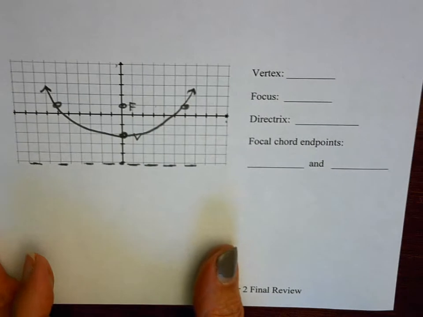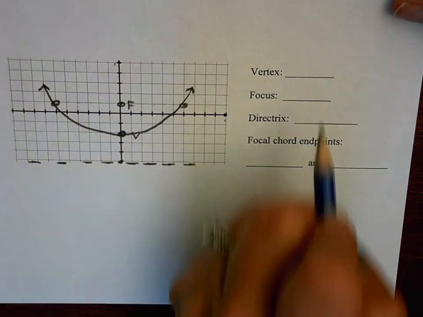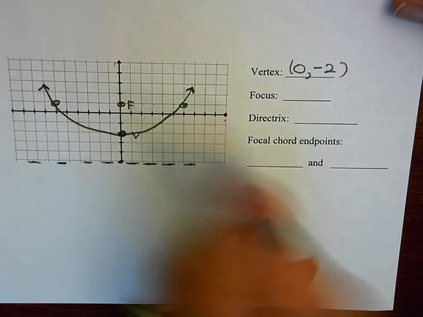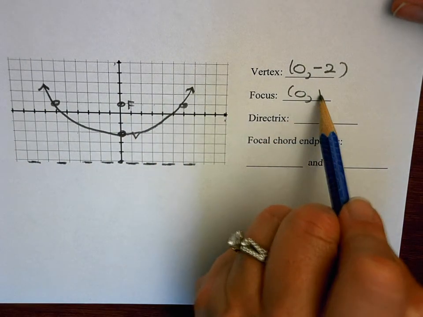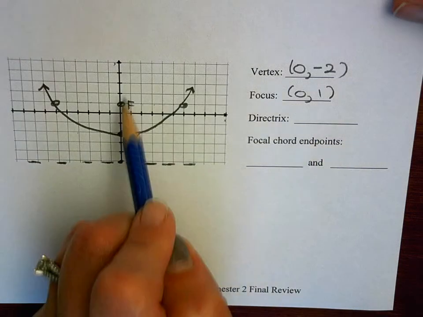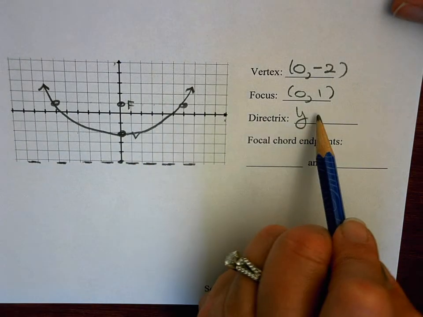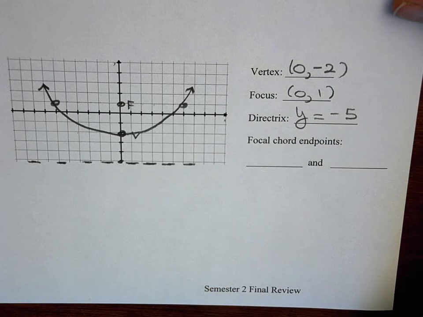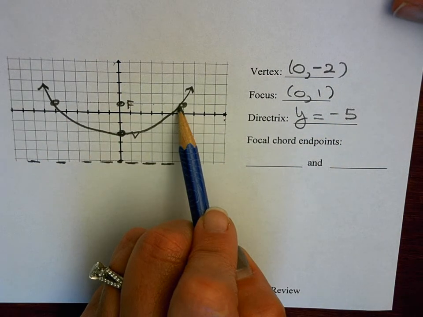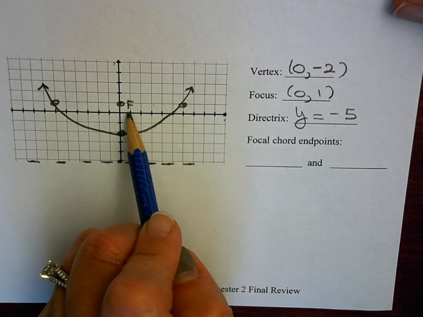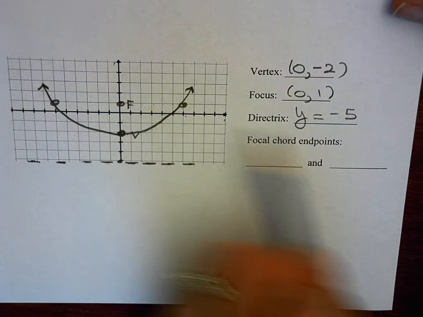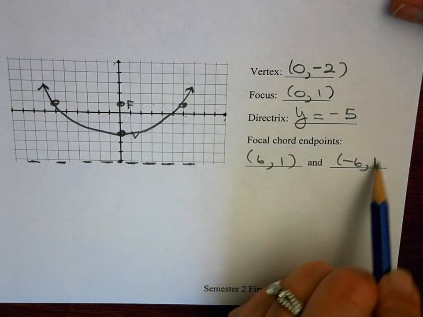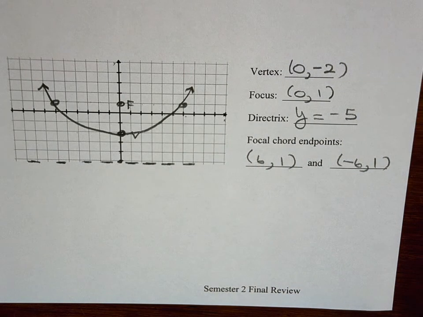And so my vertex was at 0, negative 2. My focus is here, and that's at 0, 1. My directrix is crossing the y-axis, and it is crossing at negative 5. And then my focal chord endpoints are these guys here. So this one was at, that's right, I went over 6, and then up 1, and then left 6, and up 1. Okay, and that's it for the Unit 7 review.